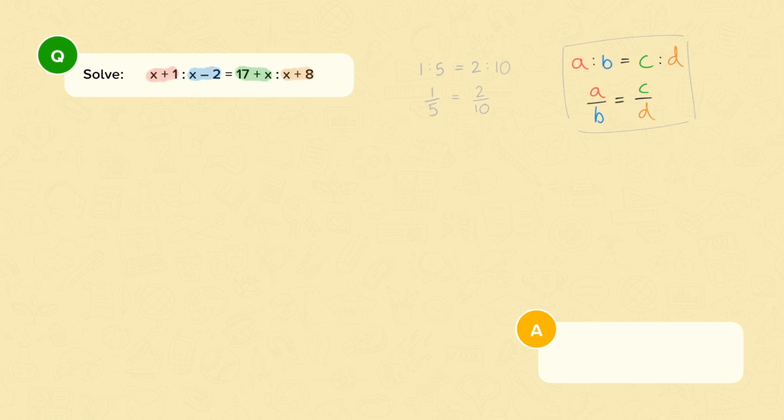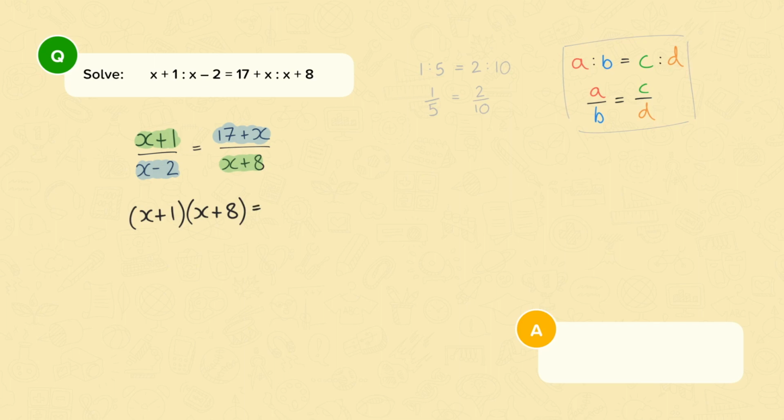So I'm going to rewrite this as (x plus 1) over (x minus 2) is equal to (17 plus x) over (x plus 8). Well, now we can use the concept of cross multiplication. This can be rewritten as (x plus 1)(x plus 8) equals (x minus 2)(17 plus x). Now at this point, I want you to expand both sides of this equation. Once you've done that, hopefully you'll realise it's quite easy to solve this problem. You can simply balance both sides and you'll get the value of x. So pause the video now.